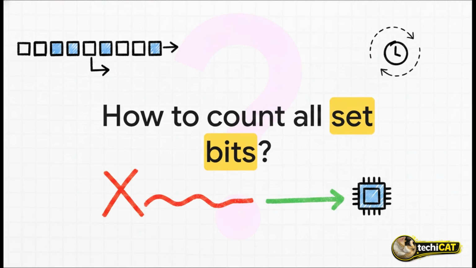They'll ask something like, how do you count all the set bits, meaning all the ones, in a number efficiently? Now, the intuitive brute force approach is to loop through every single bit one by one, shifting and checking if it's a 1 or a 0. But think about it. If you have a 64-bit number and only 2 of those bits are actually 1s, checking all those zeros is way too slow and completely unnecessary.